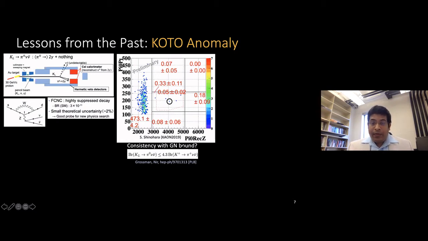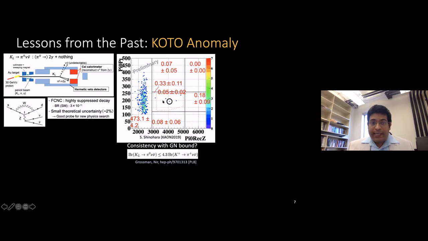There is a famous bound known as the Grossman-Neer bound that connects the branching ratio of the K-long to neutral pions to the charged K-on to charged pion branching ratio. In particular, the K-long branching ratio cannot be larger than 4.3 times the branching ratio of the charged K-on. This is a pretty generic result, and it holds true even if you have some BSM physics, not just standard model physics. This just comes from isospin.